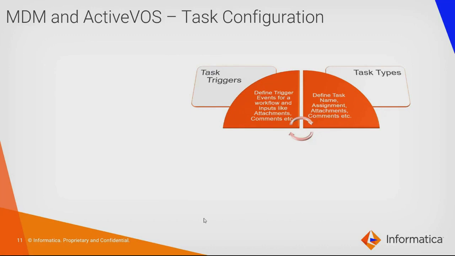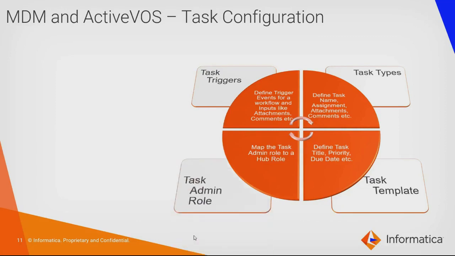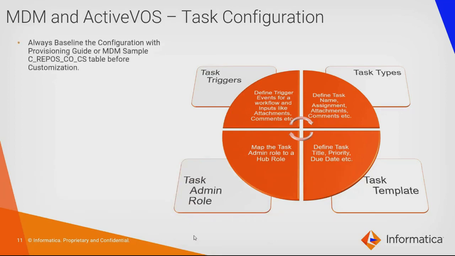And then for a particular task type, like for what roles you want it to happen, right? So that definition is defined during the task type. Then task templates is another component during the task configuration phase where you can define the task title, priority, due date, and other properties, and then basically mapping of the task admin role. So this is something which has been introduced in MDM 10.4, where a user who is mapped to your task admin role will be able to claim tasks that have already been claimed by other users and release them to other users to work on, right?